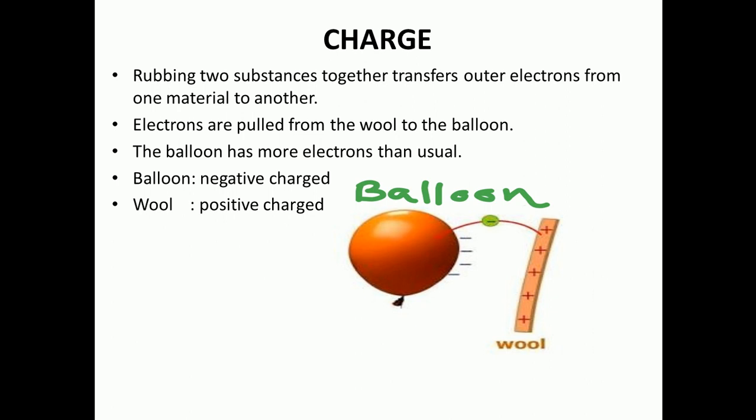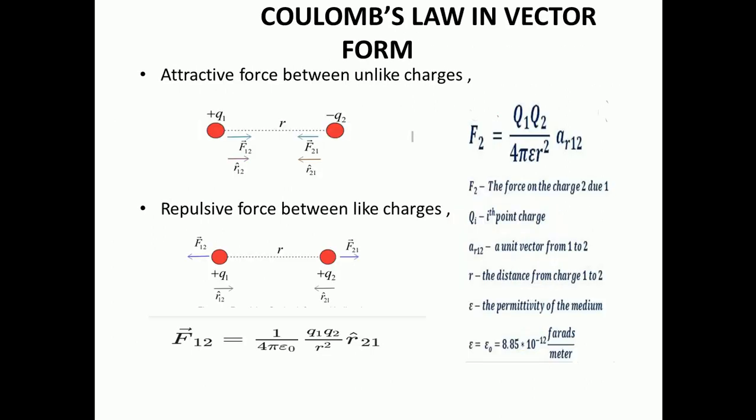To go into the analysis of Coulomb's law, let us first have an outlook of charge. Rubbing two substances together transfers outer electrons from one material to another, as we have learnt in our physics analysis. In the diagram, we have a balloon and a wool material. Electrons are pulled from the wool to the balloon. That is shown very clearly, and the balloon has more electrons than usual, which means that the balloon is negatively charged whereas the wool is positively charged.